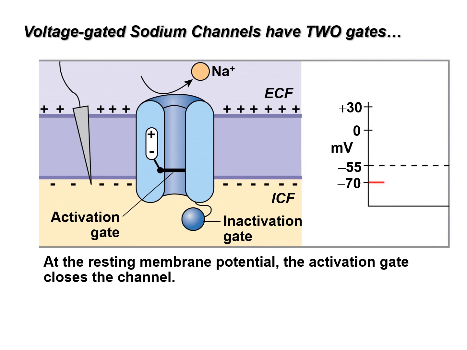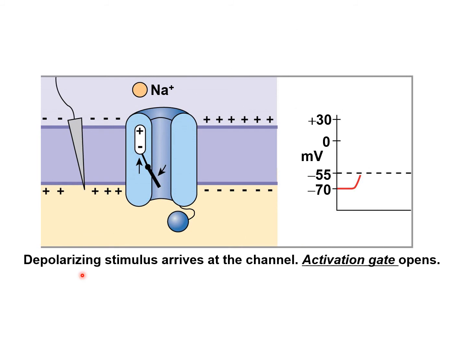The inactivation gate is going to close when we hit somewhere around plus 30. So we hit that depolarizing stimulus. Usually that's in the form of local current flow. It causes the opening of the activation gate. Notice that the inactivation gate is still open. This is the rising phase. So sodium is going to flow in and it's going to cause further depolarization of the membrane.